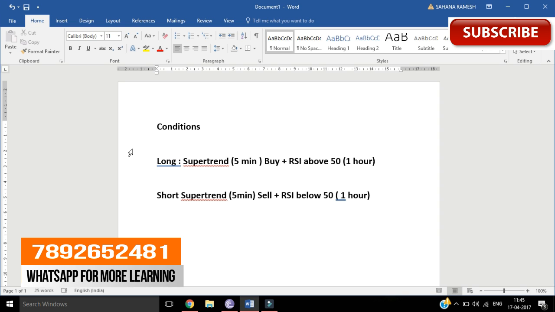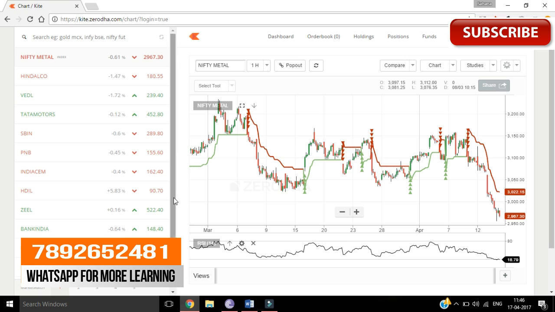So if the market trend is down today, search for the stocks which are giving a sell signal with the 5 minutes chart of Super Trend, and then see the RSI below 50, and then confirm and then sell the stock. Okay, so don't go against the market and then see for those conditions. Okay, so for the ones who do not know, I'll just show you exactly.